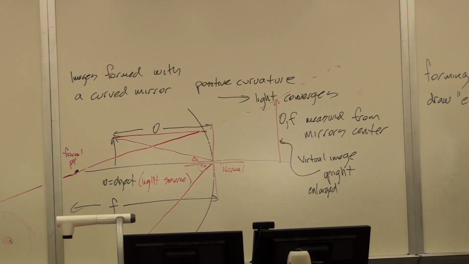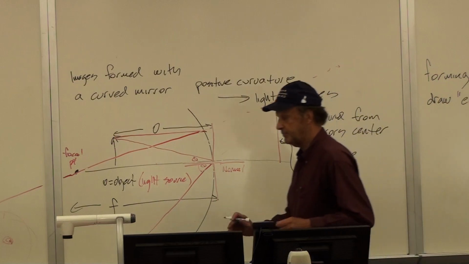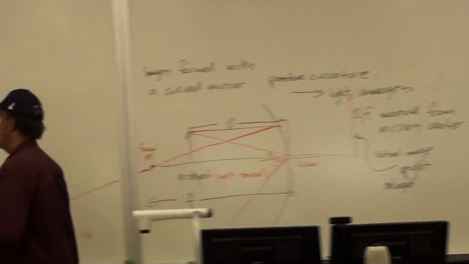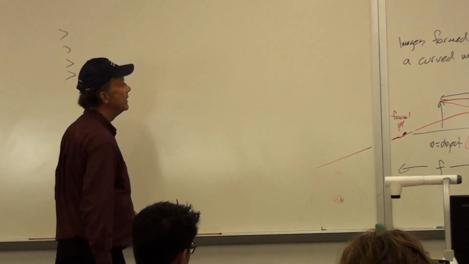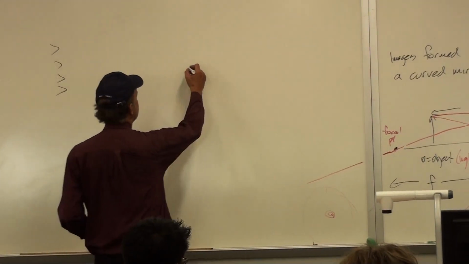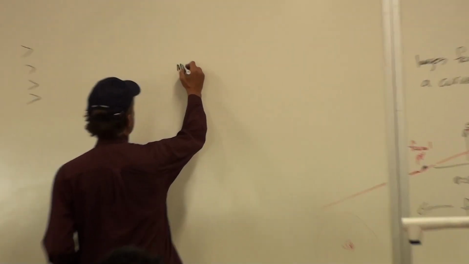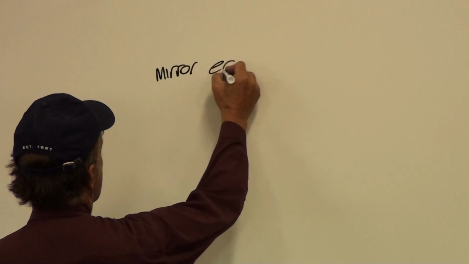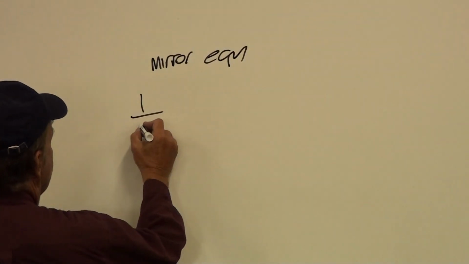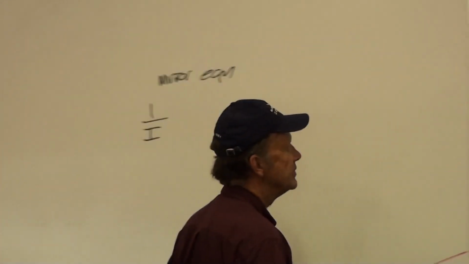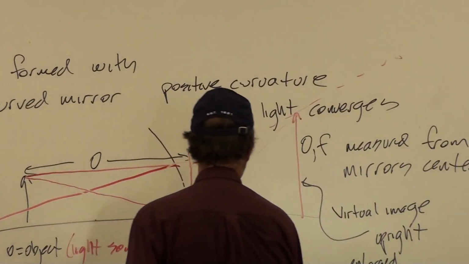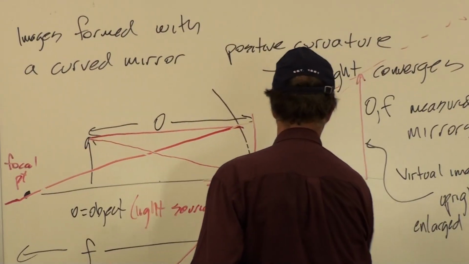Now, there's a handout I'll give you on this, but it's also available in your book. There's a relationship between all of these. This is our mirror equation: 1 over the image distance. This is what I'll measure here as I. That's the image distance.